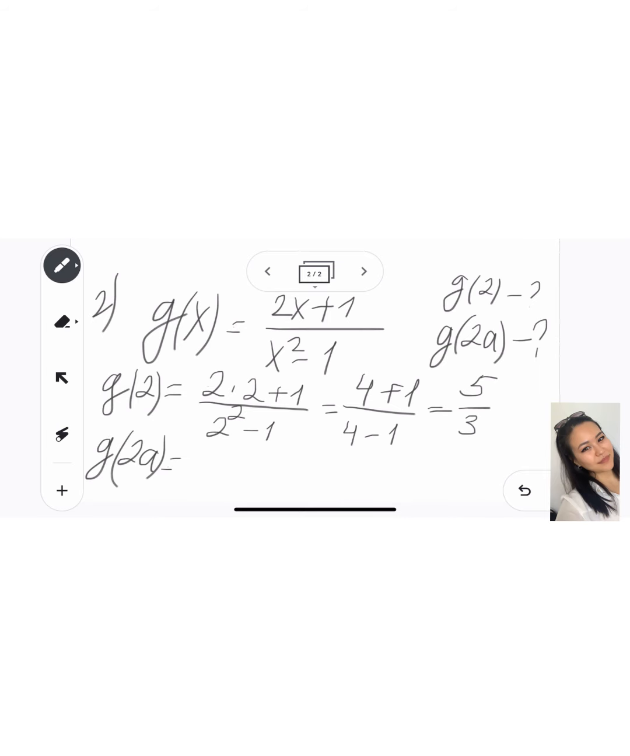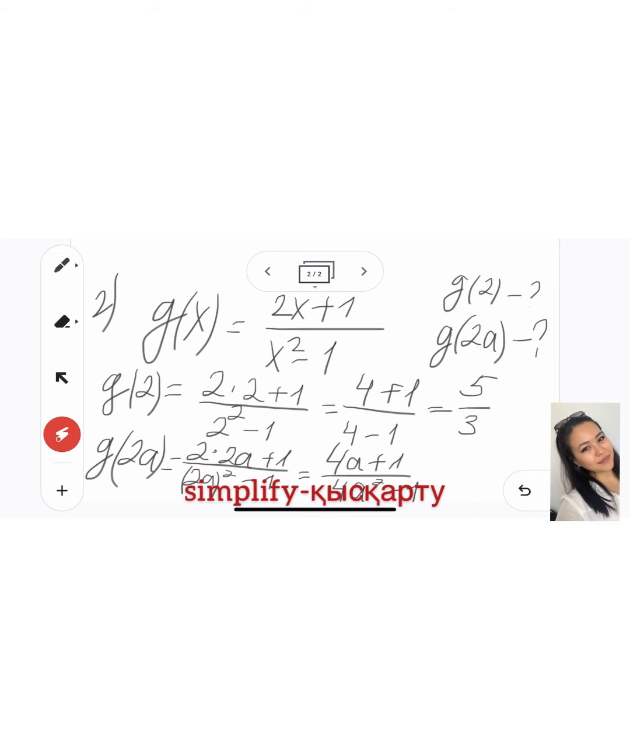G of 2a equals 2 times, we're putting 2a into the x's place. So it's 2 times 2a plus 1 over 2a squared, all together in one bracket, minus 1, equals 4a plus 1 over 2a squared, which is 4a squared minus 1. We will stop here, no need to simplify. So these are the answers of our problem.